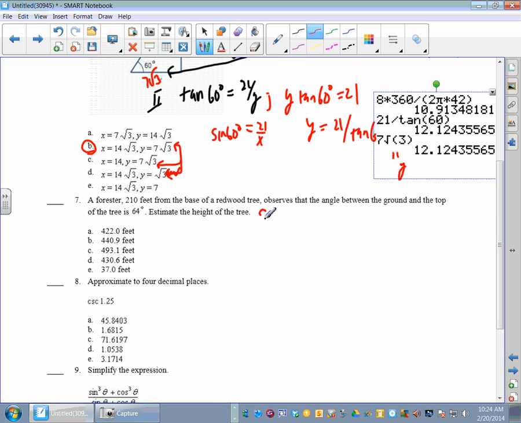Alright, redwood tree. Here we go. There's a canopy, there's a tree, it's kind of crooked, that's okay. Straighten it out.